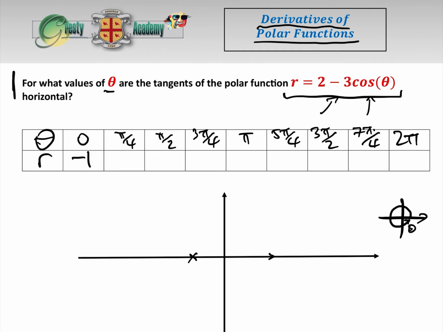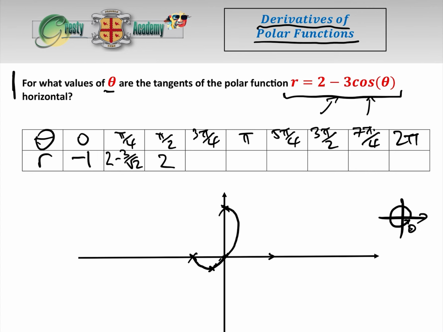Okay, now when it's pi over 4, sticking that in, we get 2 minus 3 over root 2, and 2 minus 3 over root 2 is again slightly less than 0. So when theta is pi over 4, we would have the point around here because it's negative, so it's in the opposite direction. Now when theta is pi over 2, cos of pi over 2 is 0, so we know it's 2 there, so that's quite easy. So we know now that it's gone up to this point 2, so we can draw something along the lines of that.